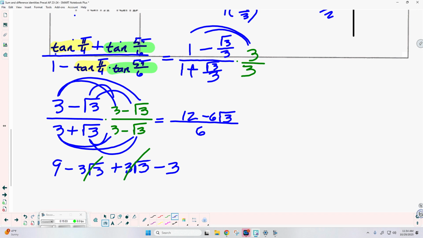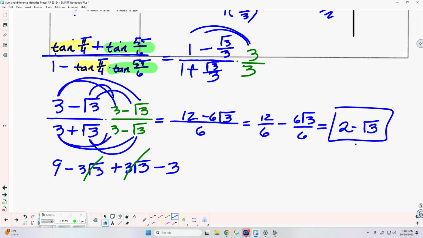Now we just have to simplify if possible. Like we've seen before, let's break this into two fractions. So this is going to be 12 over 6 minus 6 root 3 over 6. So our final answer should be 2 minus the square root of 3. That's what we're looking for.